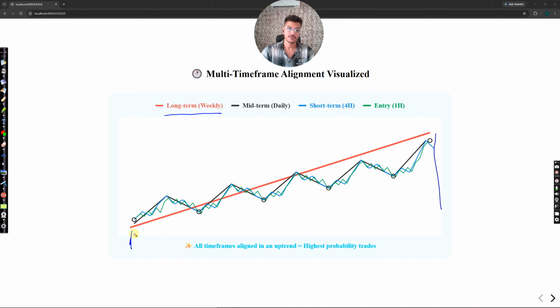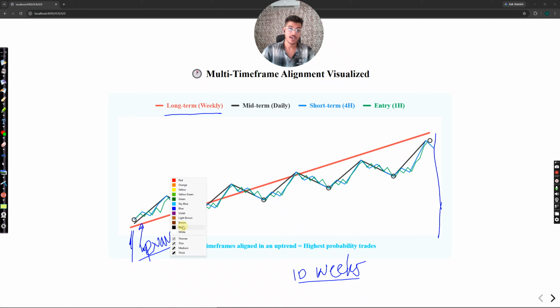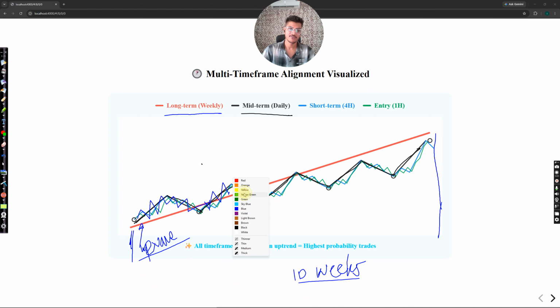So long-term weekly, suppose this is representing 10 weeks. As the market is going up, we will see that the up wave on that weekly chart is going up. On that weekly chart, we have the midterm daily time frame, which is going to go up and down, making higher highs and higher lows. That's a trending market environment. And on those daily time frames, we're going to be seeing the 4 hour chart, short term. That's your trading time frame, and then on that 4 hour itself, you will see the 1 hour chart like that. And let me show you.